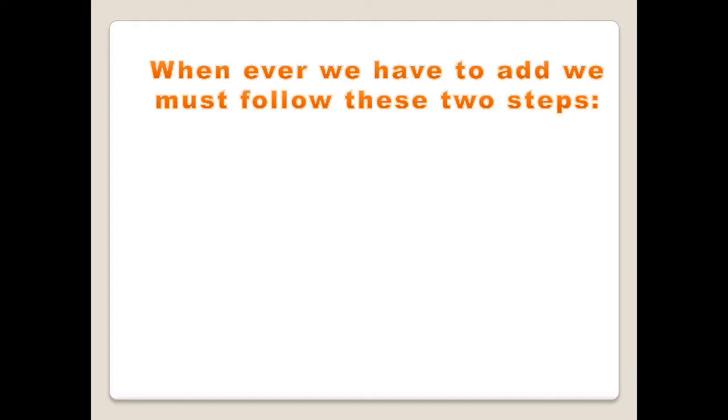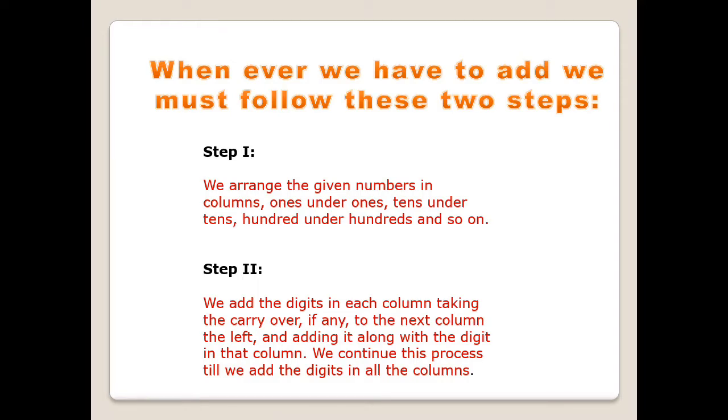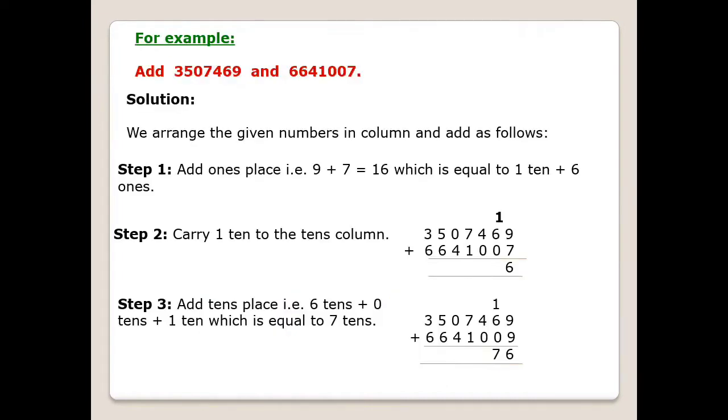Yes, we have to follow 2 steps. Step 1 is we arrange the given numbers in columns, ones under ones, tens under tens, hundreds under hundreds, and so on. Step 2. We add the digits in each column, taking the carry to the next column on the left side if there is any carry, and adding it along with the digits in that column. We continue this process till we add the digits in all the columns.